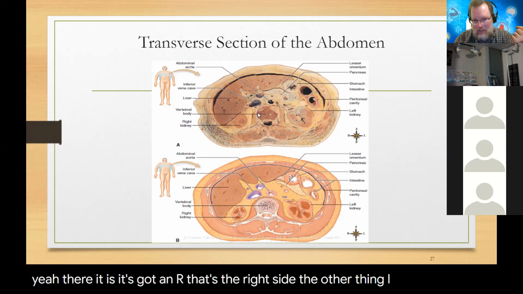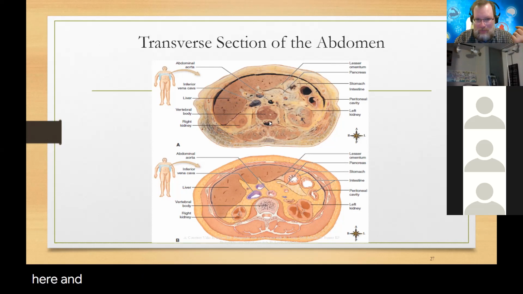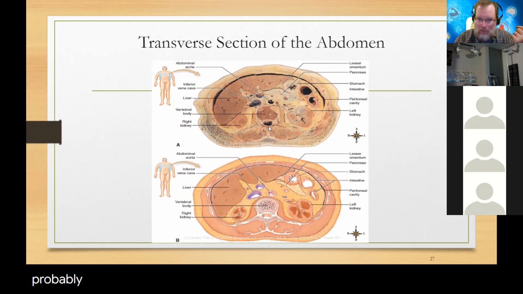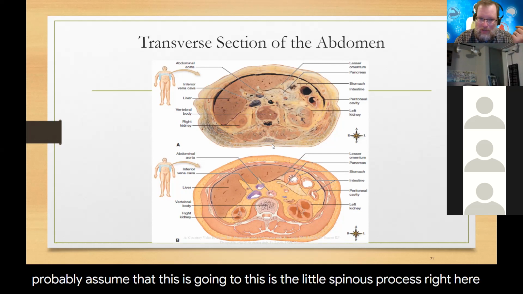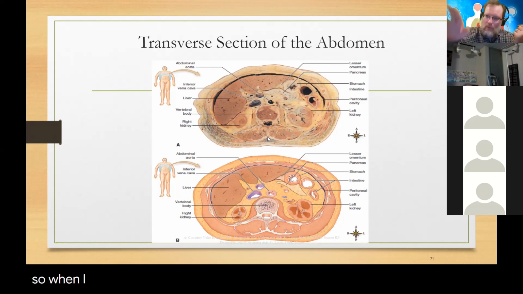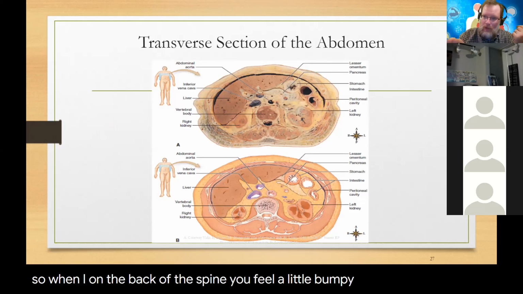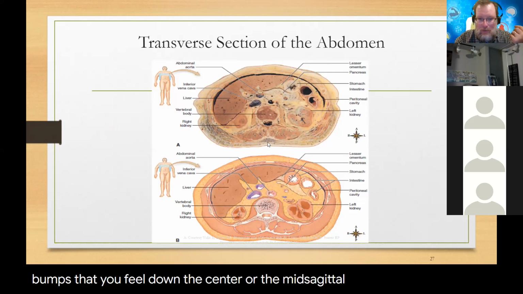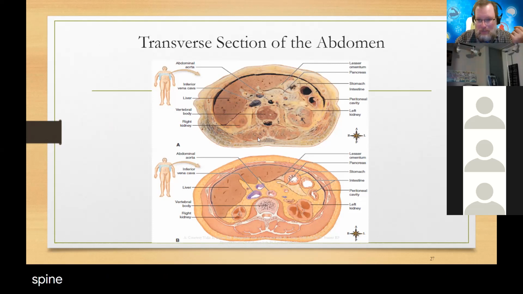The other thing I see is a vertebra here, and the vertebral foramen. This would be where the spinal cord goes. So I could probably assume that this is the little spinous process right here. When you palpate or run down the back of the spine, you feel a little bump along the way, right? That's what this little bony protrusion is. That's one of those little bumps that you feel down the center, the mid-sagittal or midline of the spine. So I could probably assume this is the back, or the posterior.